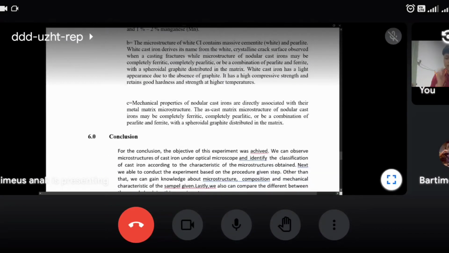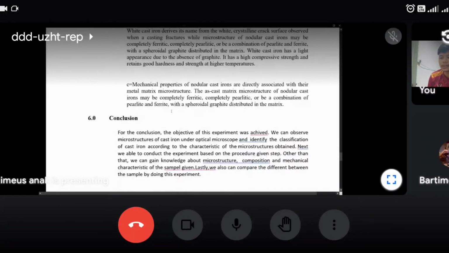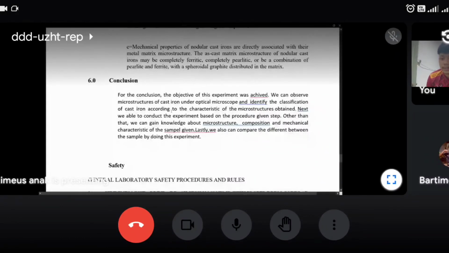So we go to the conclusion. For the conclusion, the objective of this experiment was achieved. We can observe the microstructure of cast iron under an optical microscope and identify the classification of cast iron according to the characteristics of the microstructure obtained. Next, we are able to conduct the experiment based on the procedure given step by step. Other than that, we can generalize about the microstructure, composition, and mechanical characteristics of the samples given. Lastly, we can also compare the differences between the samples by doing this experiment.